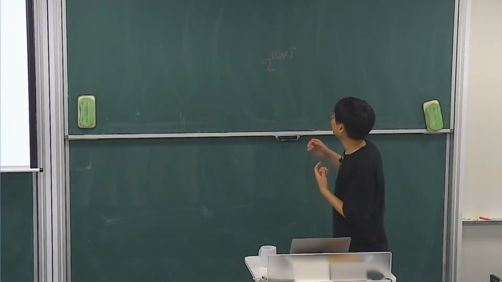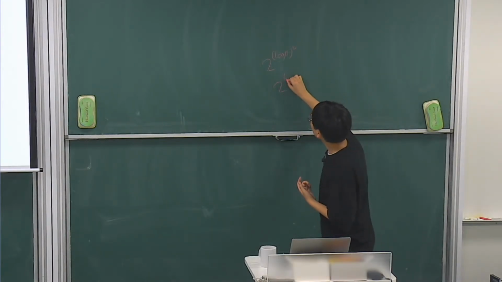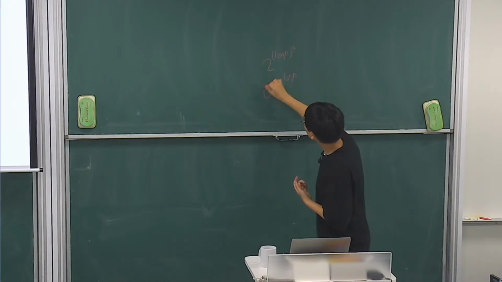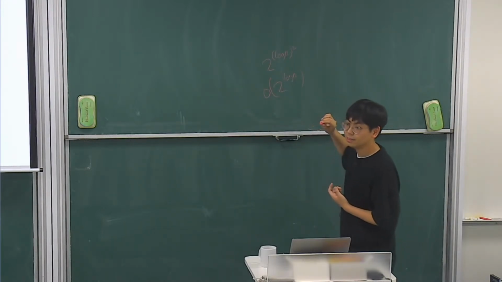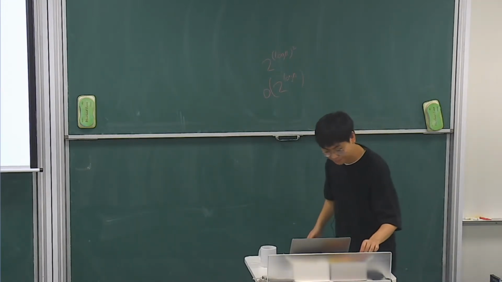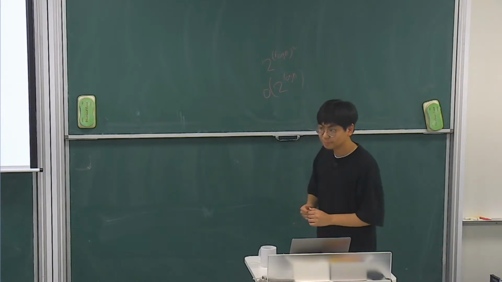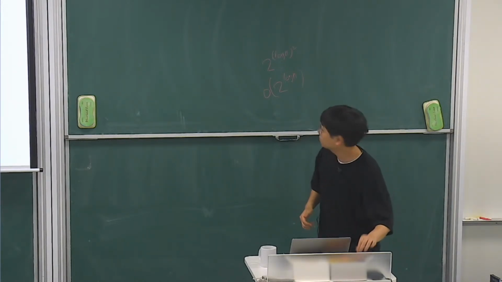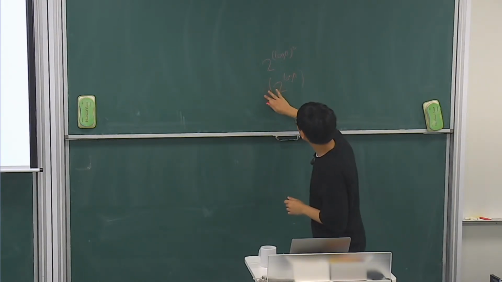We call it a polynomial time algorithm if the algorithm takes time like this one. As an example, constant in the tower.